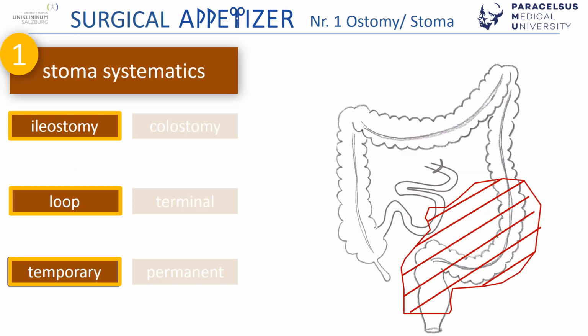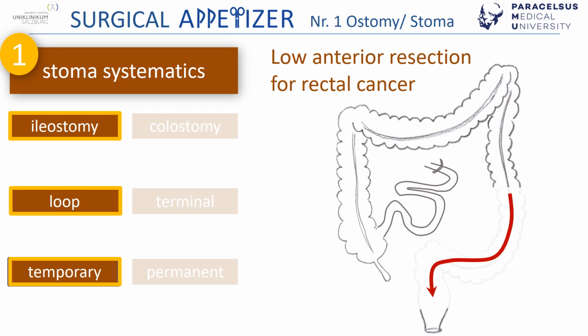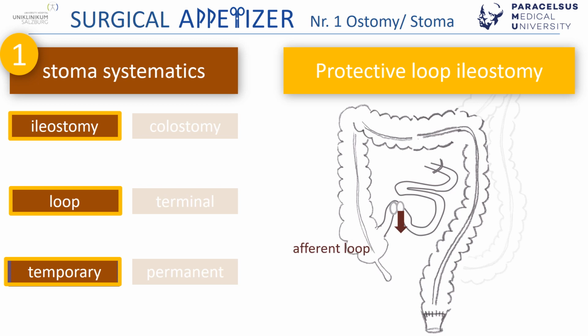Protective loop ileostomy. A typical example for a loop ileostomy is after a low anterior resection for rectal cancer. This is done with a TME, total mesorectal excision, that you will learn in the video about colorectal cancer surgery, where we speak about the rectal cancer operations. And then we perform a descendorectostomy, where the descending colon, the left-sided colon, is sutured to the rectal stump. However, such a deep anastomosis at the rectum can be critical, so a protective ileostomy is performed, and this is done in a loop fashion, so both loops are sutured to the skin.